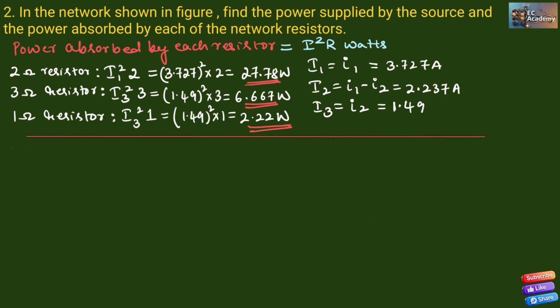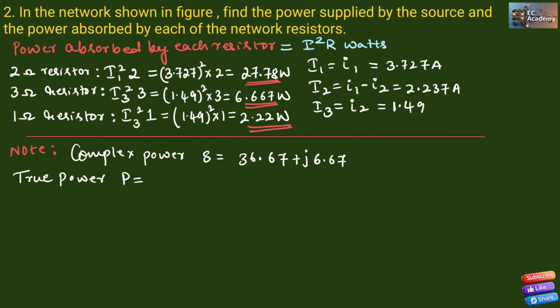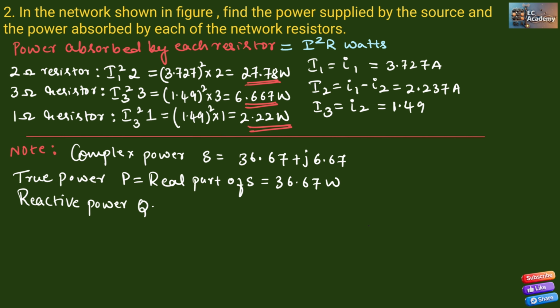You need to note that the complex power which we obtained can be written as S is equal to 36.67 plus j6.67. So from this we can find the true power or real power, that will be equal to the real part of S, that will be equal to 36.67 watt. So from this we can find the reactive power, that is written as Q, that is equal to the imaginary part of S, that is equal to 6.67 j. Unit is VAR.